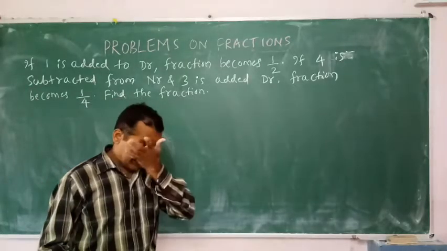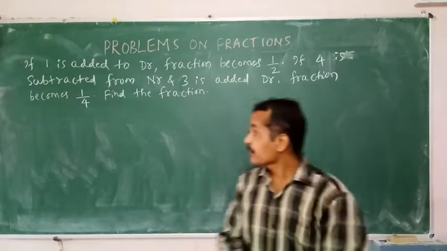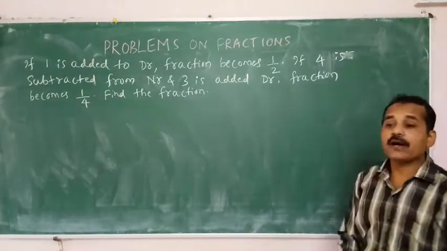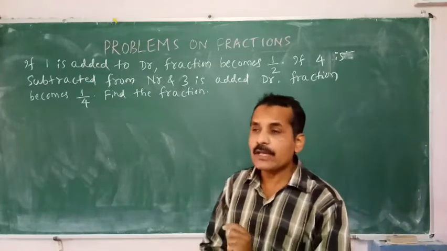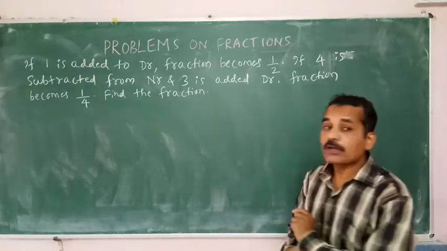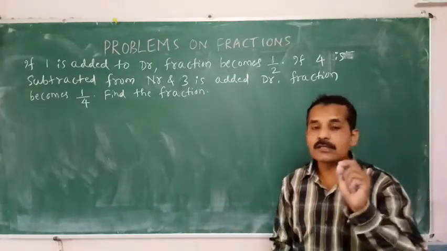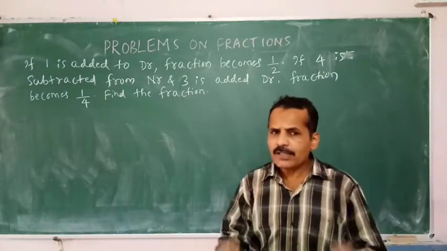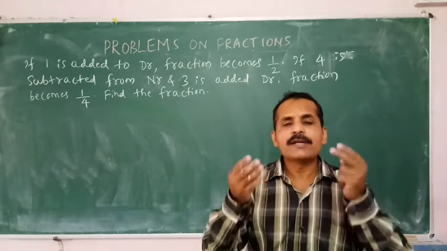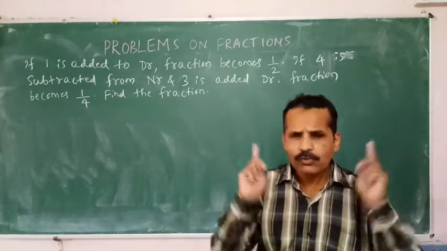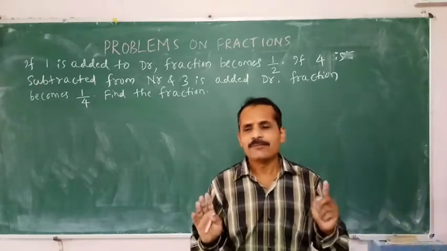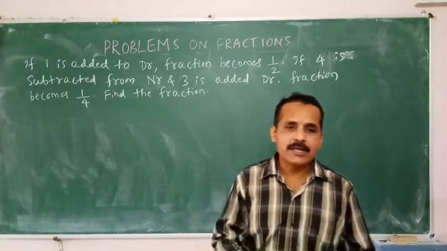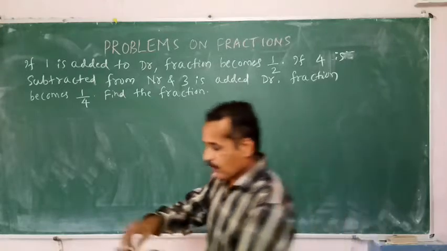Okay students, now let us go for one more problem. See what the problem says. If 1 is added to the denominator, the fraction becomes 1 by 2. That means nothing is given for the numerator. When nothing is said to be done for the numerator, the numerator will be kept as it is. As they have told, that is how it has to be done. If they say add, you add it. If they say multiply, multiply it. As per the instruction, we have to solve the problem.